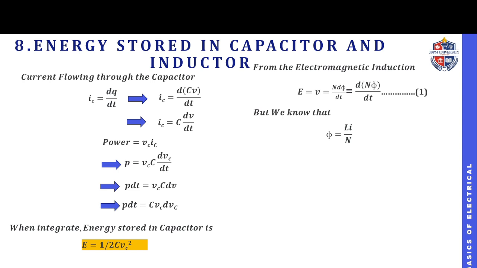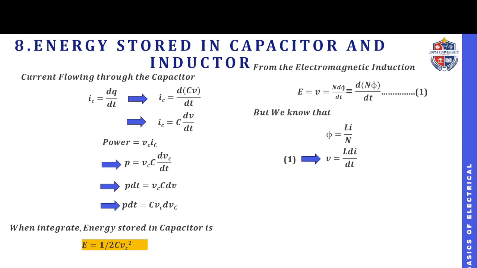Therefore, from this first equation, we substitute the value. For N phi we substitute L into I by N. So N will cancel, and we get V is equal to L into di by dt.